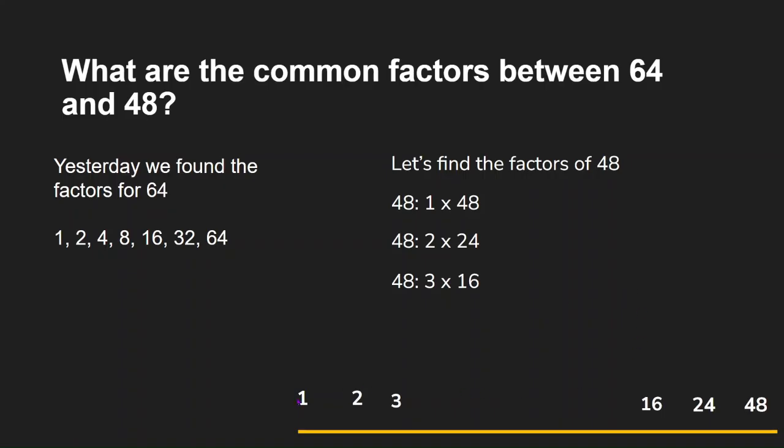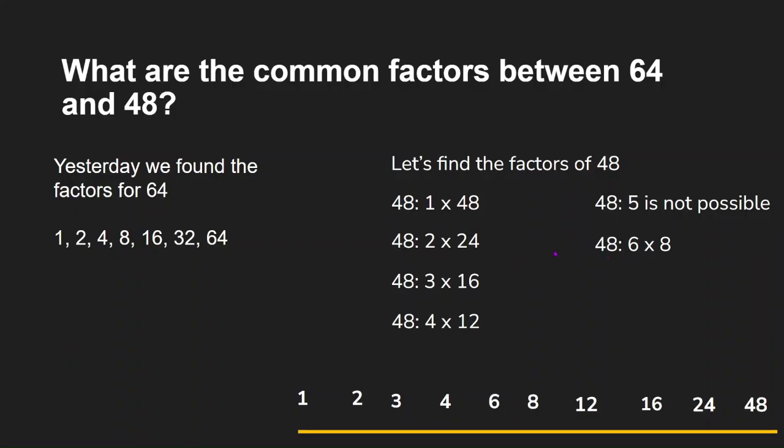So these appear on our line. Again, we've eliminated a bunch of other numbers now. We know 17 through 23 are not factors. 4 also goes into 48 12 times, right? We're eliminating more numbers that are potential factors. 5 is not possible because this does not end in a 5 or a 0. 6 goes into 48 8 times, right?